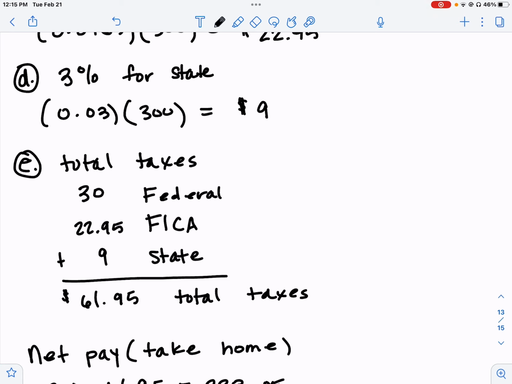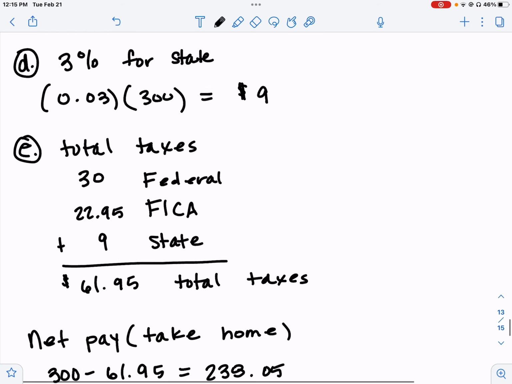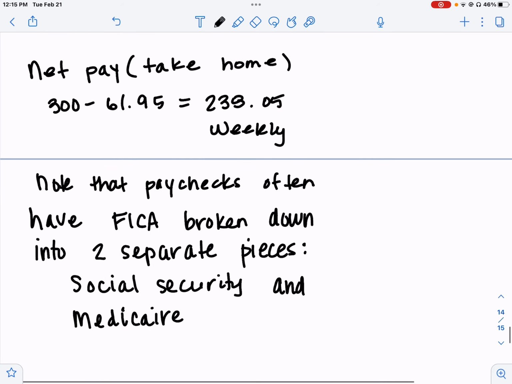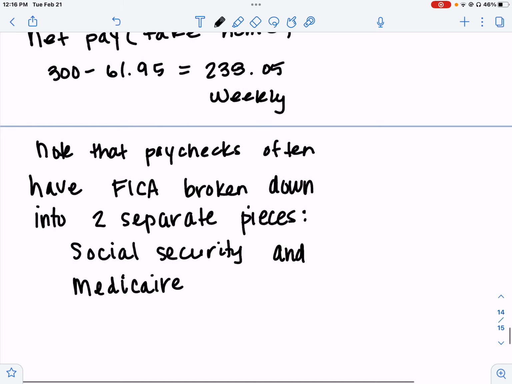So what are our total taxes? The federal plus the FICA plus the state is 61.95 total taxes. Okay, so what is net pay? We take 300 minus 61.95, and that gives us our weekly pay. Okay, we note that the paychecks often have FICA broken down into our two separate pieces. Okay, Social Security and Medicare.